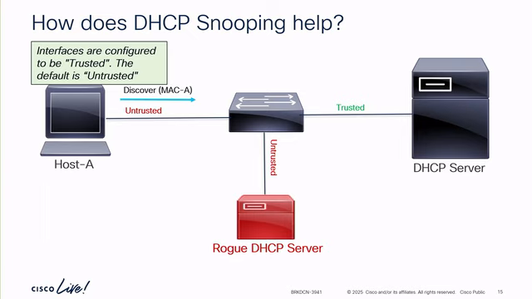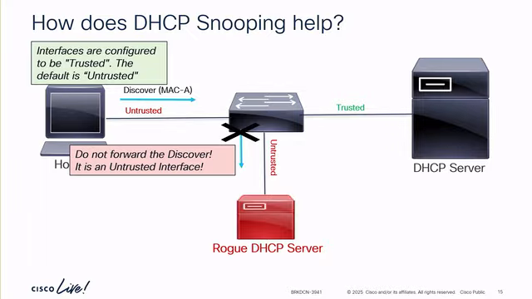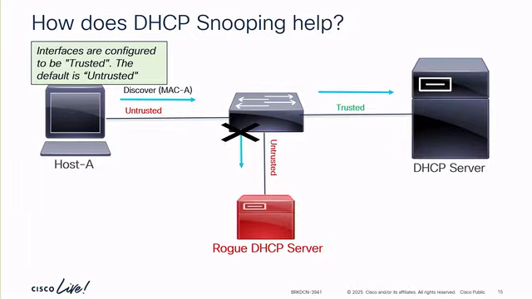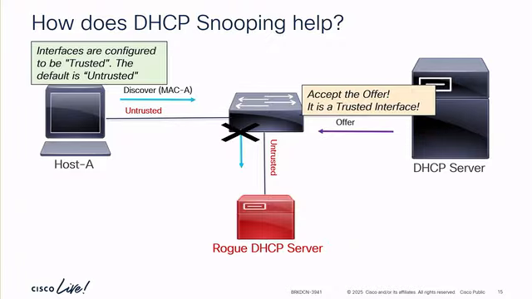The discover message, like the last time from the host, came to the switch. The switch will not forward that to the rogue DHCP server because it's an untrusted interface, right? So it has snooped the discover message and ensured that it goes only to a trusted interface and never to an untrusted interface. So do not forward the discover. It is an untrusted interface. And thereafter, it goes to the DHCP server because it's trusted. The server replies with the offer, which is good. And the offer is also snooped to ensure that it came from a legitimate, trusted port. So that also is taken care of by the switch because you turn the DHCP snooping on.